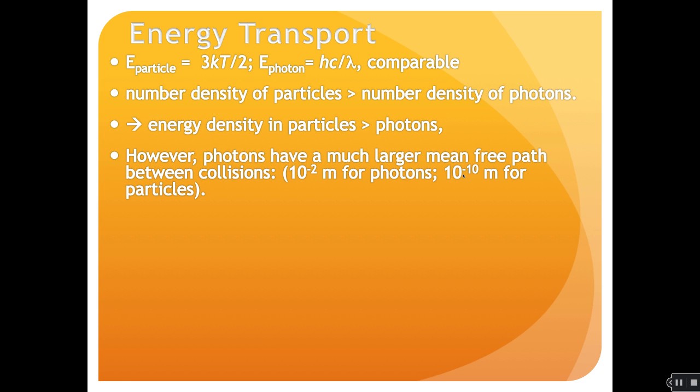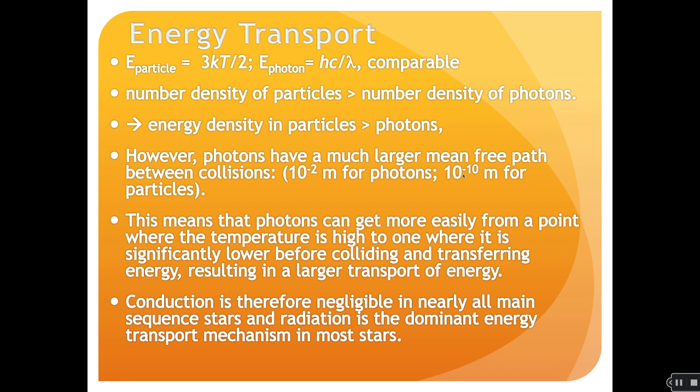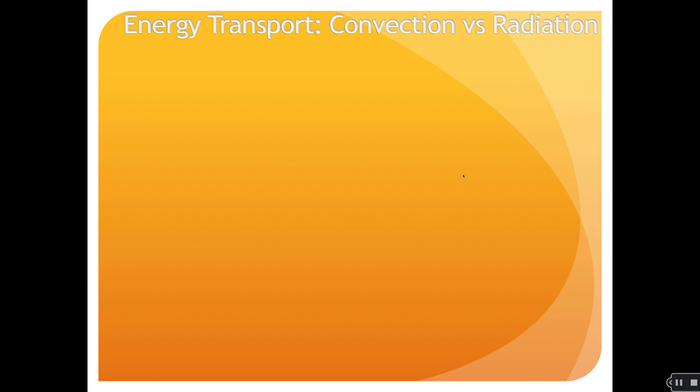And so your mean free path is very small for the particles and very large for the photons. So it means that the photons basically can do a much better job of moving significant amounts of energy from a high energy to a low energy environment. And so conduction really doesn't help you. Obviously it's going to happen a little bit, but it's such a negligible effect that you can basically say it's done by radiation. So we've got that radiation is the way in which we're moving our energy.